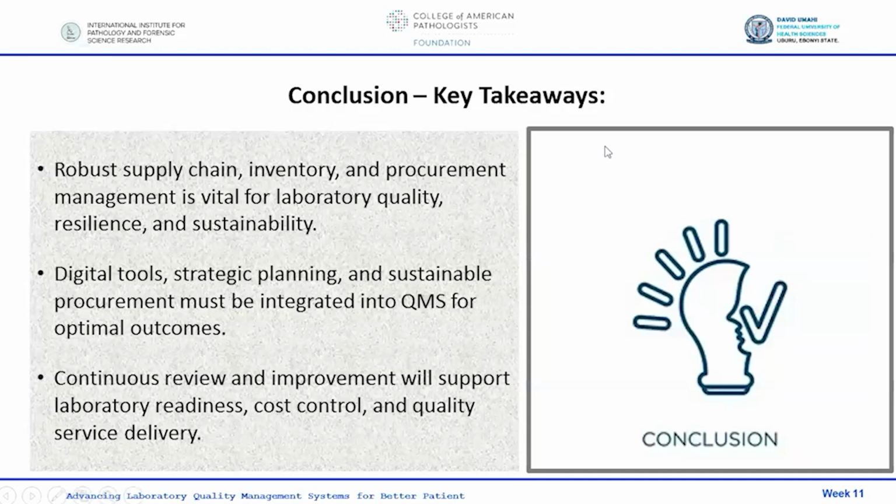In conclusion, my key takeaways will be: robust supply chain, inventory and procurement management is very, very key for laboratory quality, resilience and sustainability. Digital tools, strategic planning, and sustainable procurement must be integrated into QMS for optimal outcomes. Continuous review and improvement will go a long way in supporting laboratory readiness, cost control, and quality service delivery.